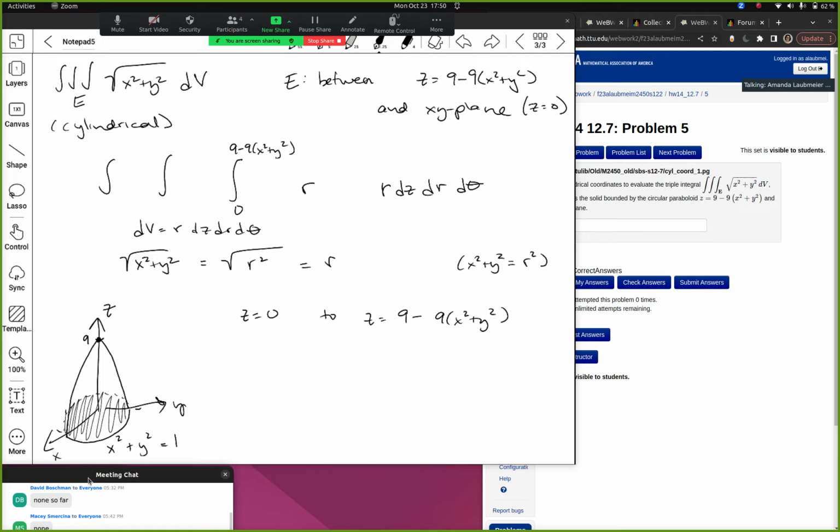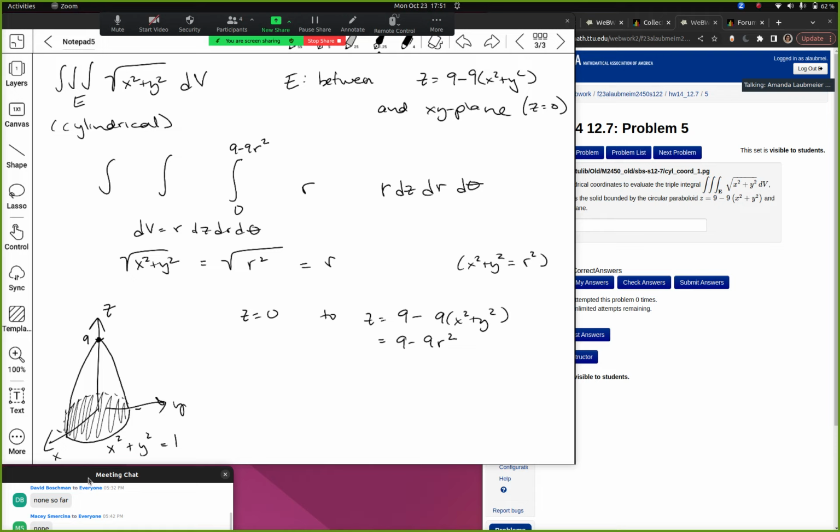The only tricky part being that x squared plus y squared is r squared. So since we're doing cylindrical coordinates, we need to make that substitution. And then once you have two bounds on one of these problems, you can usually fill in the rest, even if you can't visualize it, by setting things equal.